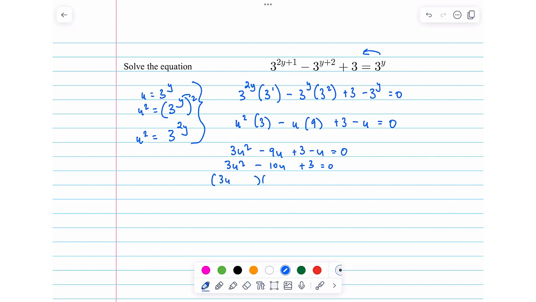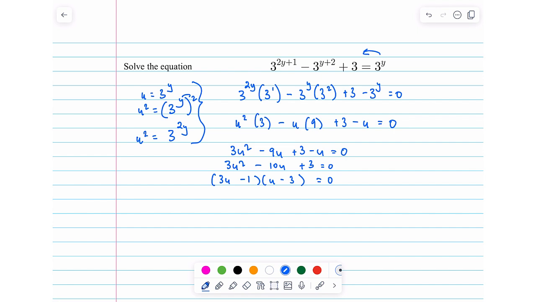We want factors of the first term in the first position, and we want factors of 3 here and here. As you can see, that middle term's negative, so those two factors need to be negative. Minus 3 and minus 1. Check the outers and inners. If we multiply those two, we get minus 9u minus another u, which will give you the minus 10u. That's how we check. Check the outers, check the inners.